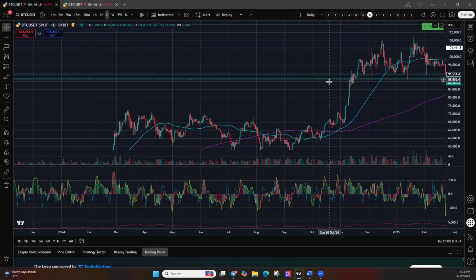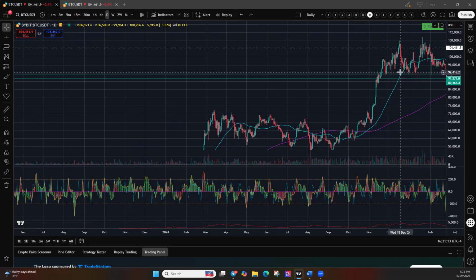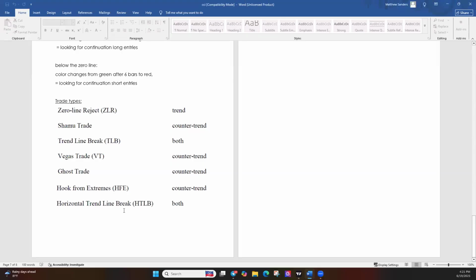But here, right, we want to identify something interesting with the CCI. We went up, then we go sideways, right? We know the pattern is usually after we go up, sideways, right? There has to be probably a reversion to the mean. Let's go and take a look, right? We have a horizontal trend line break.